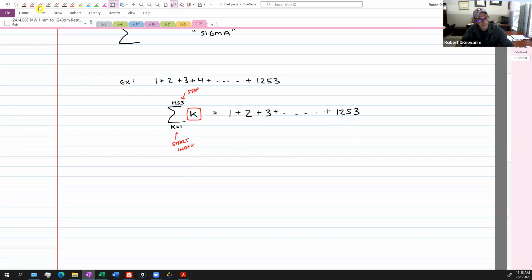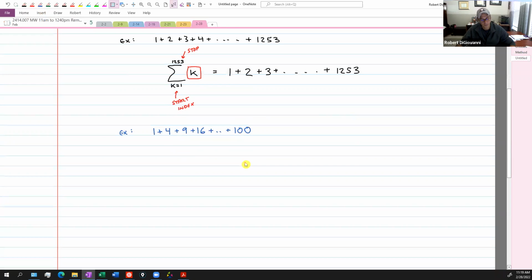Here's another one. Let's say I wanted to do 1 plus 4 plus 9 plus 16 plus out to 100. Well, I would look at that and I would recognize that these are all perfect squares. This is 1 squared, 2 squared, 3 squared, 4 squared, and it looks like I go all the way out to what? 10 squared? Right? So I could write it like this. Sum K equals 1 to 10 of K squared. That would be the formula for that.